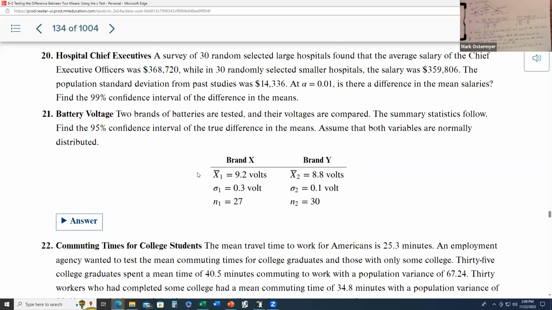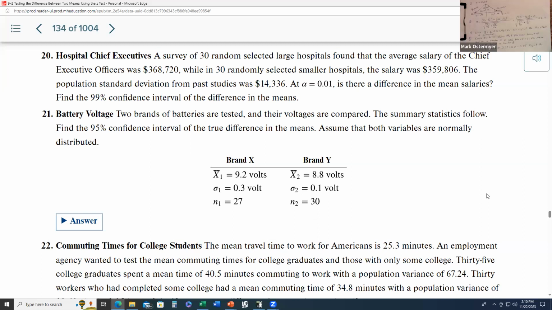So there's all the sample evidence there. They measured the voltages of 27 batteries from brand X and found the mean voltage to be 9.2 volts. Standard deviation voltage is 0.3 volts. It's known from the population. 30 brand Y batteries were measured, the average voltage was 8.8 volts and the standard deviation was 0.1 volts.